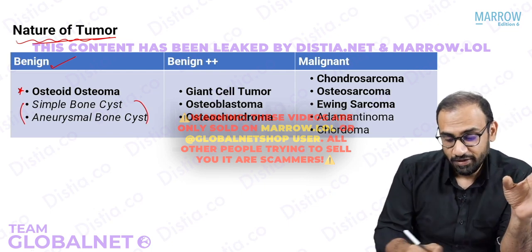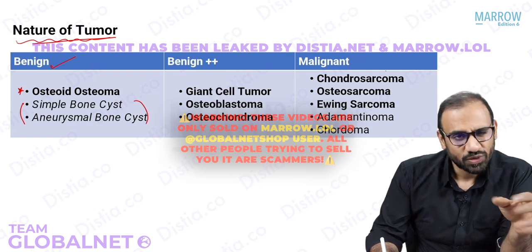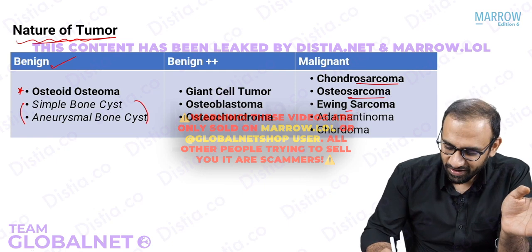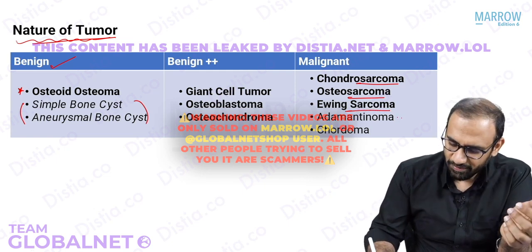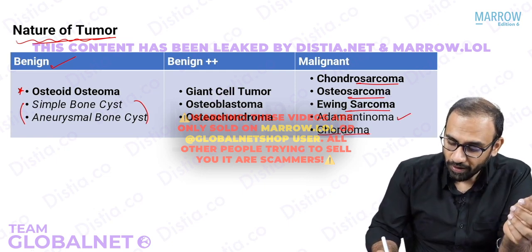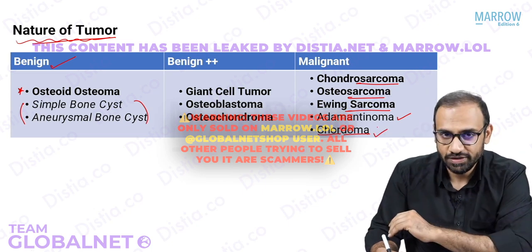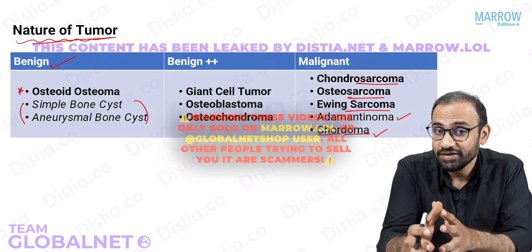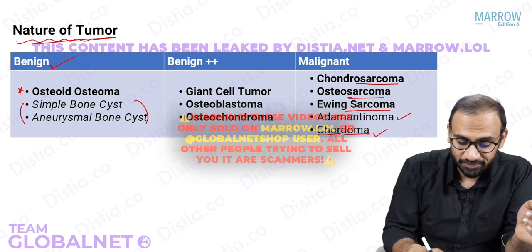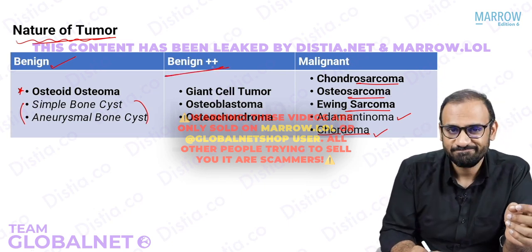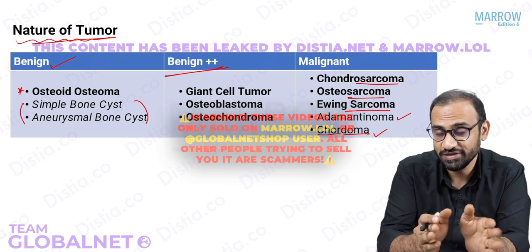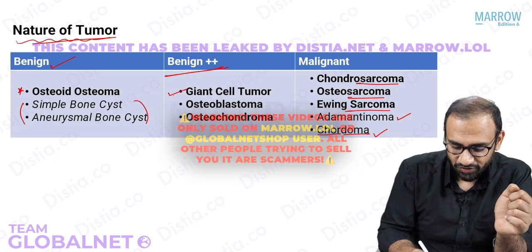They're benign. Malignant: anything that ends with the word sarcoma, right? Chondrosarcoma, osteosarcoma, Ewing sarcoma. If you want to know more, adamantinoma and chordoma. These are all malignant tumors. Now there are certain benign tumors that have a risk of becoming malignant or are very, very aggressive. So I've called them benign plus plus. Right? So what are these benign plus plus tumors? Please remember this. Giant cell tumor, very, very important.